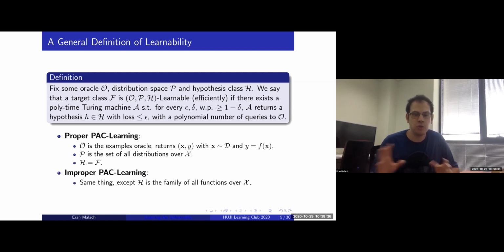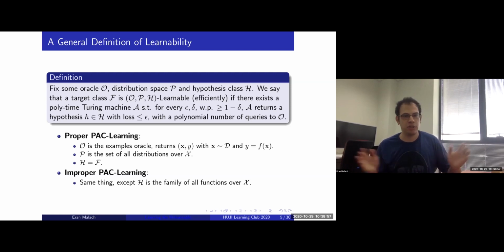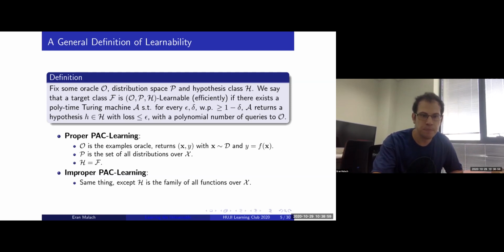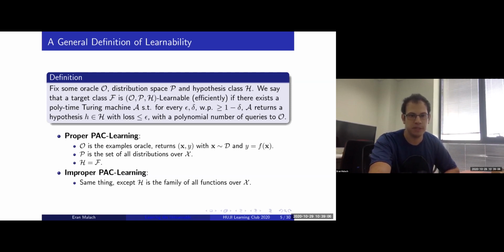And there are two variants of this model. One is proper learning, and the other is improper, which depends on whether we allow the learner to output a hypothesis from the class of the target function, right? So H would be equal to F if we're doing proper learning. And if we're doing improper learning, then the learner could choose whatever function he would like. Okay, so I guess anyone who took an introduction to machine learning should be familiar with this.